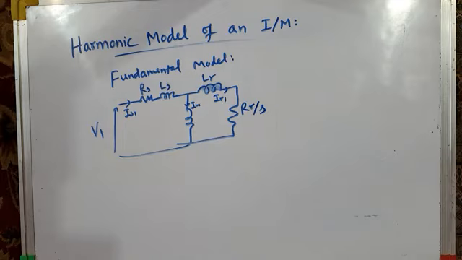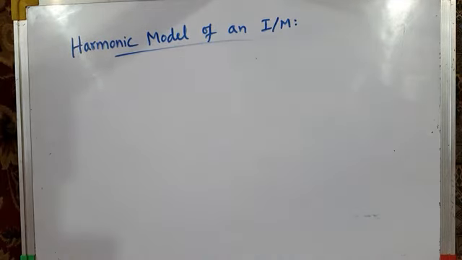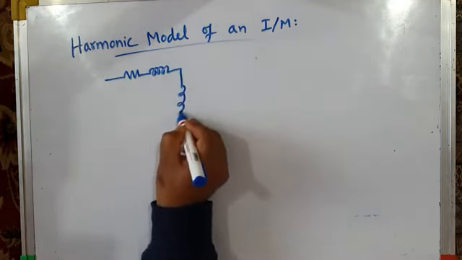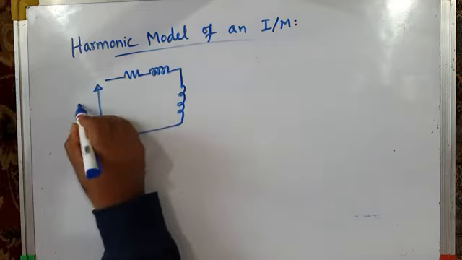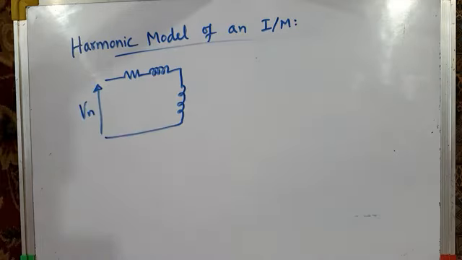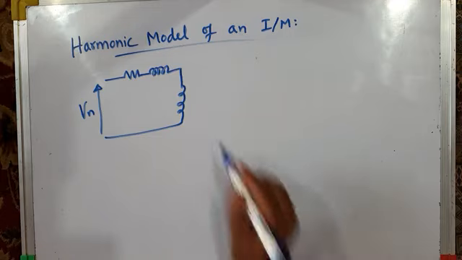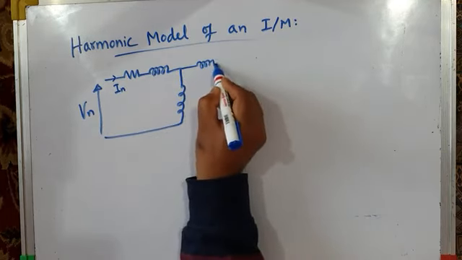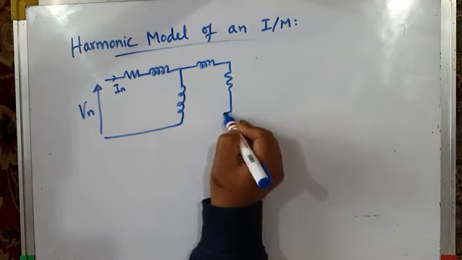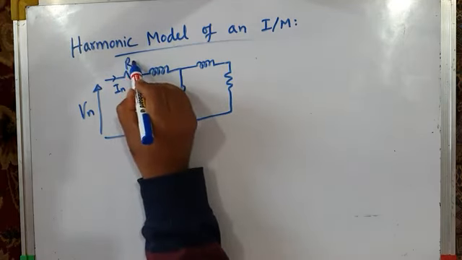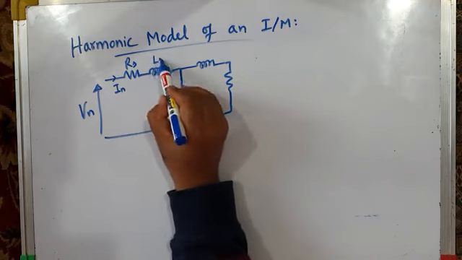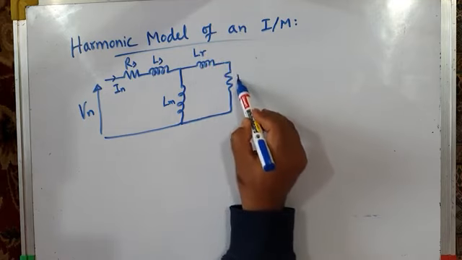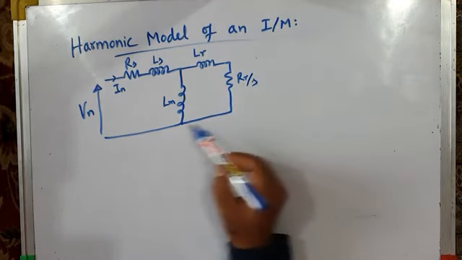And what about harmonic model of induction motor? Harmonic model of induction motor will be something like this. The harmonic voltage is now applied. We don't apply fundamental voltage, we apply now harmonic voltage, Vn. And it results in the flow of harmonic current In. So something like this. This is stator resistance Rs, this is stator inductance Ls, this is magnetizing inductance Lm, this is rotor inductance Lr, and this is rotor resistance Rr by S at harmonic frequencies.